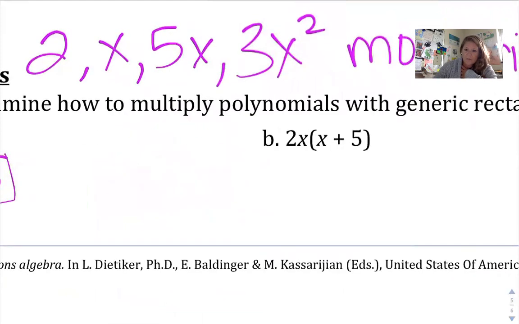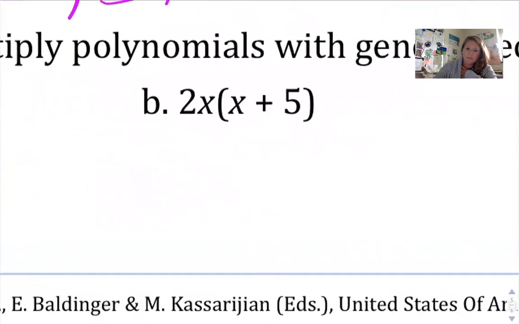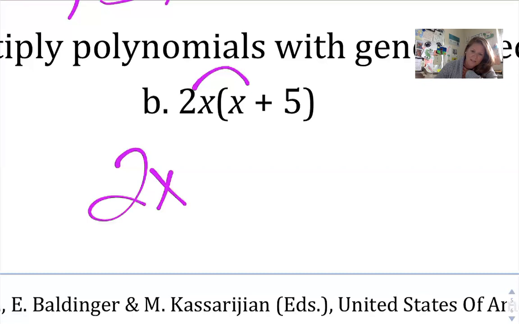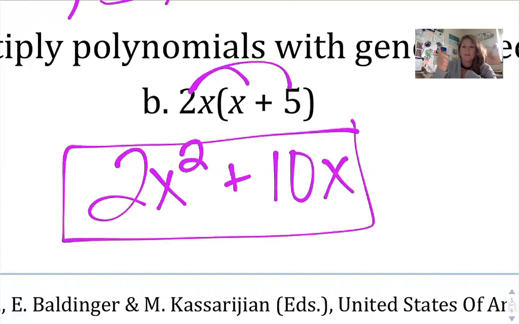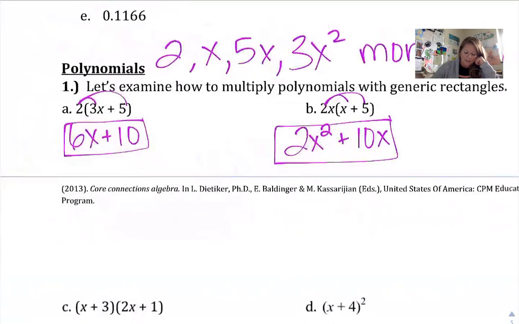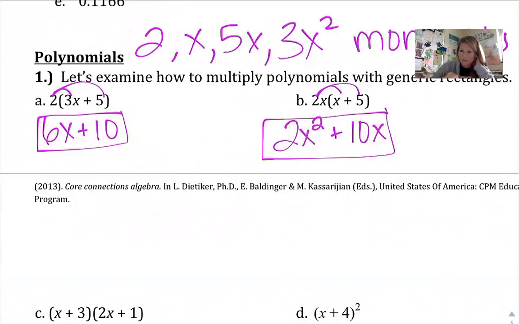All right, looking at part B, same idea. We're going to do the distributive property. So we're going to multiply 2x times x, so that becomes 2x squared. And then 2x times 5 becomes 10x. That is it. You cannot put those two together because the x and the x squared are different terms. Okay, so that was using the distributive property.